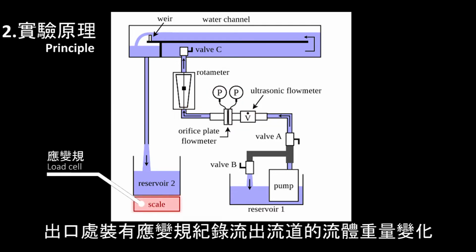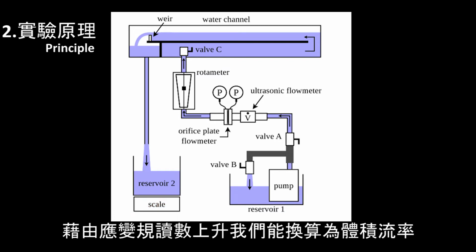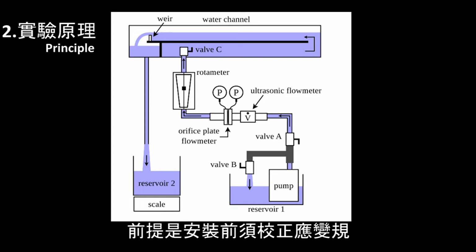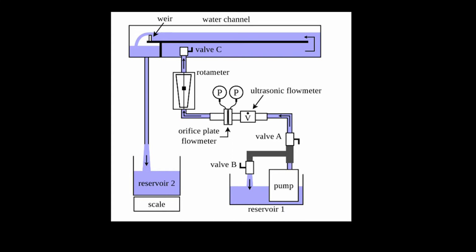Load cells are set in the end of the channel to measure the weight of water. The water accumulated in time. Therefore, the temporal rise of the total weight indicates the volume flow rate. Note that these load cells have to be calibrated before being installed.